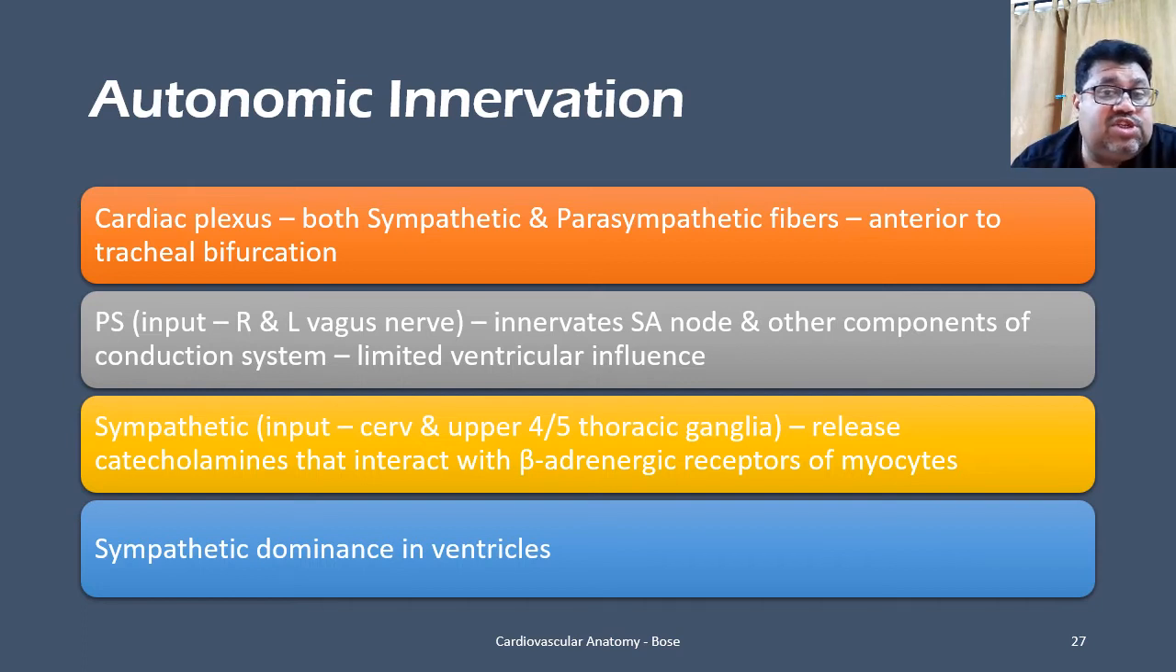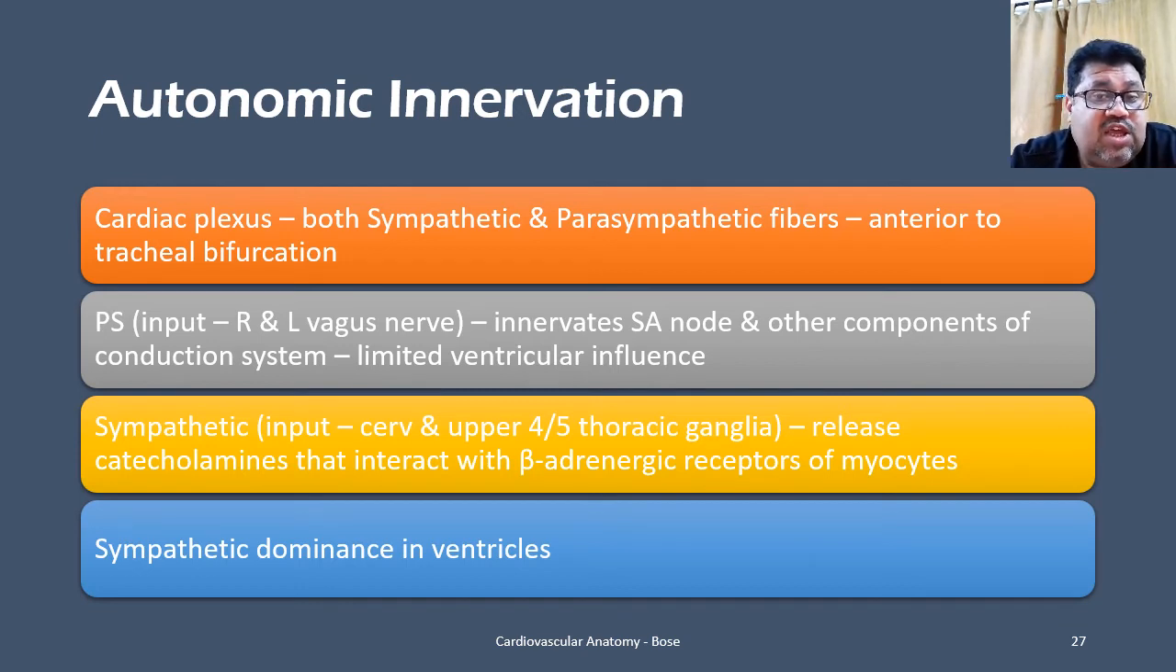Vagal stimulation is inhibitory on the cardiovascular system, as it is in many other conditions in the body. So it slows down the cardiac cycle. Therefore, you can expect a reduced heart rate, reduced blood pressure, and so on. The neurohormone which is responsible for parasympathetic stimulation is acetylcholine, as it is in most parts of the autonomic system.